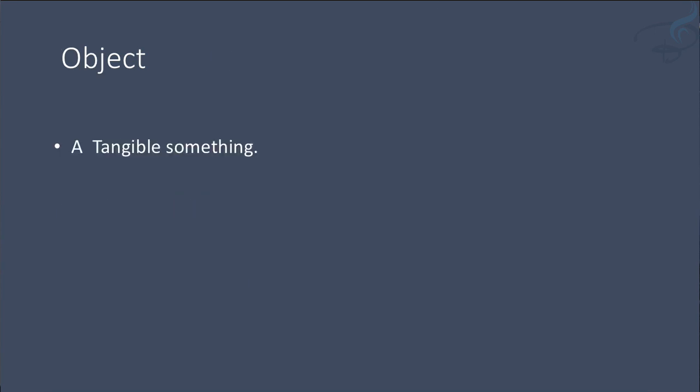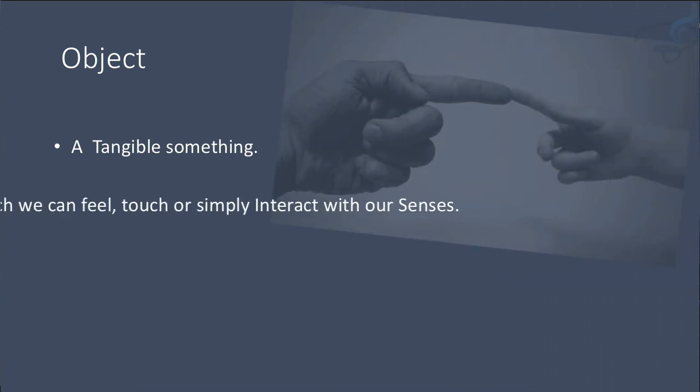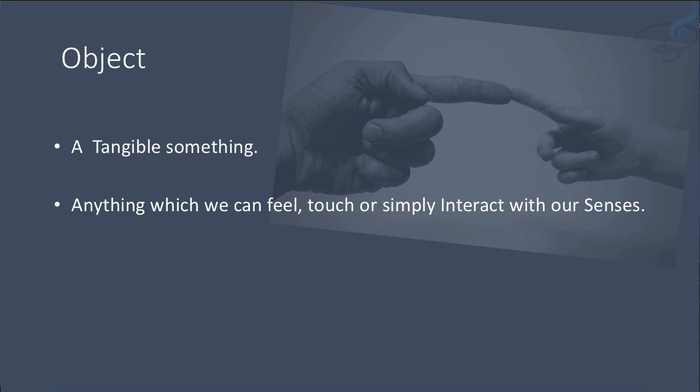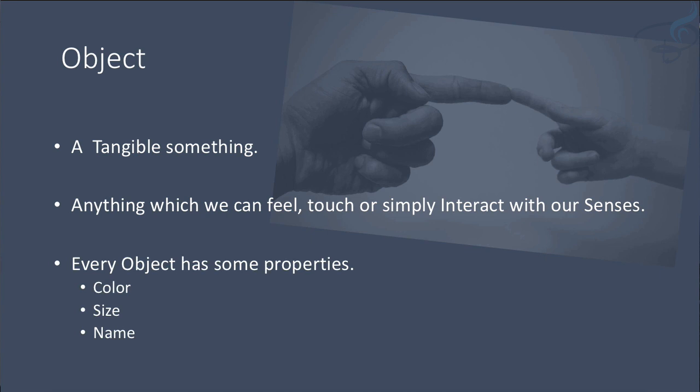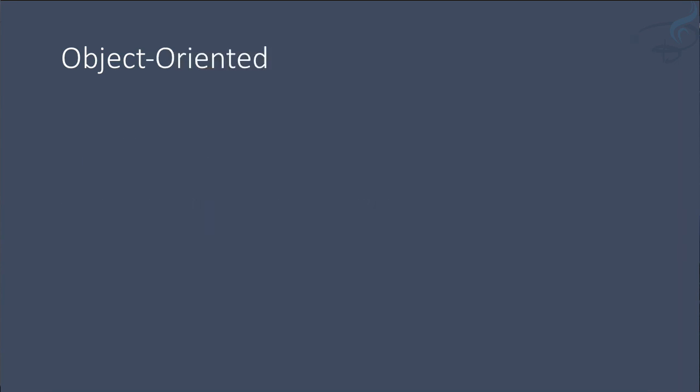An object is anything which is tangible. What that means is anything we can touch, feel or simply interact with using our senses. This means every object has some properties like color, size, name, etc. Let's take an example of an object. A bucket is an object, and a bucket has properties like the capacity of the bucket, the company of the bucket or the color of the bucket. Great. So what is object oriented?